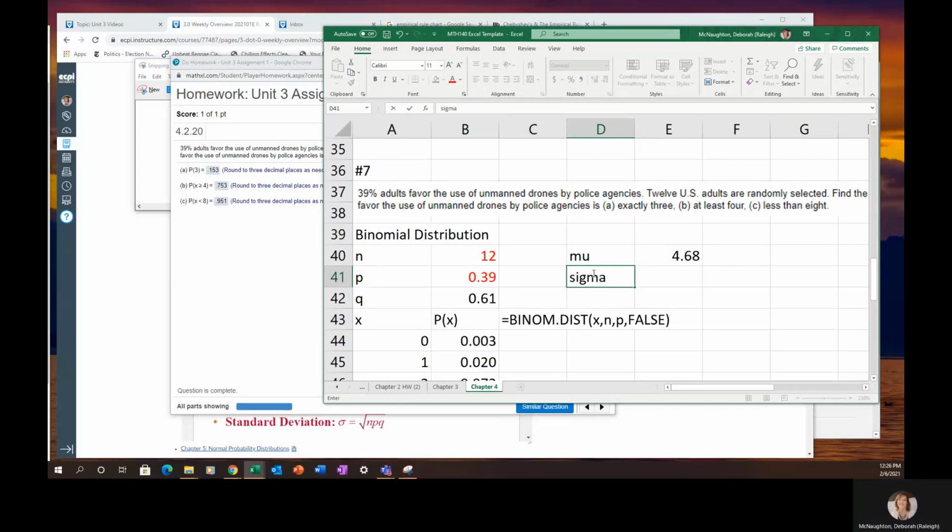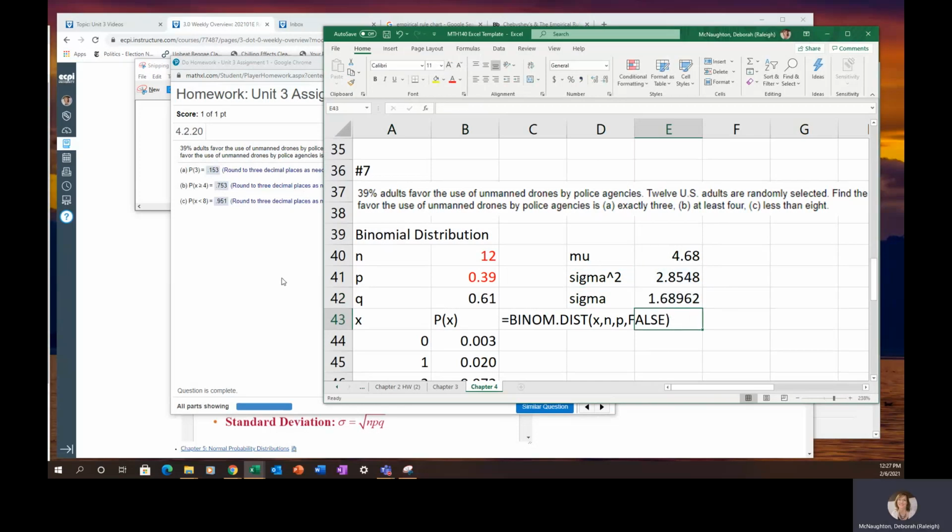And then our standard deviation, or our variance, sigma squared, is N times P times Q. And then sigma is just the square root of the variance.